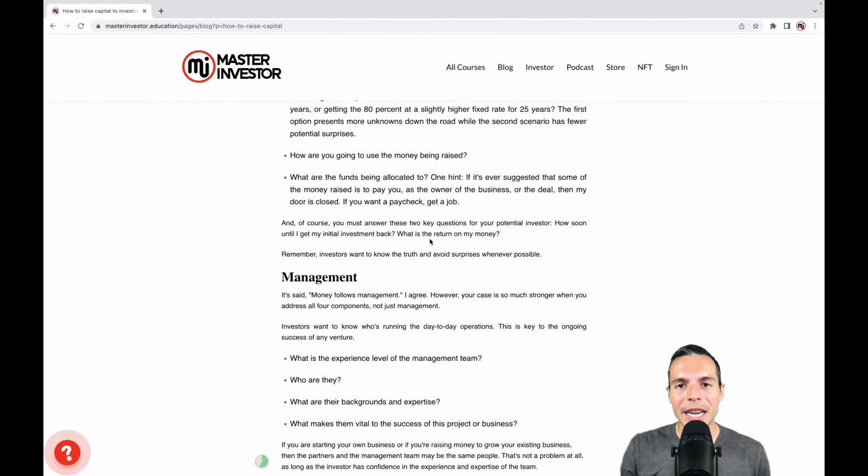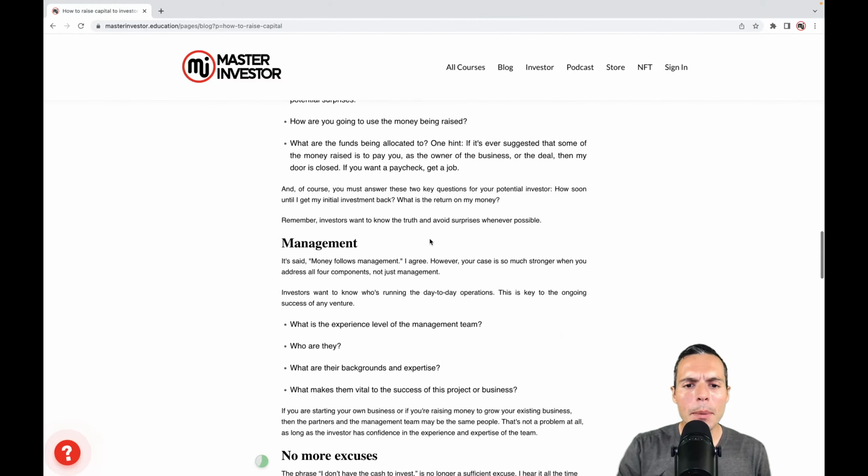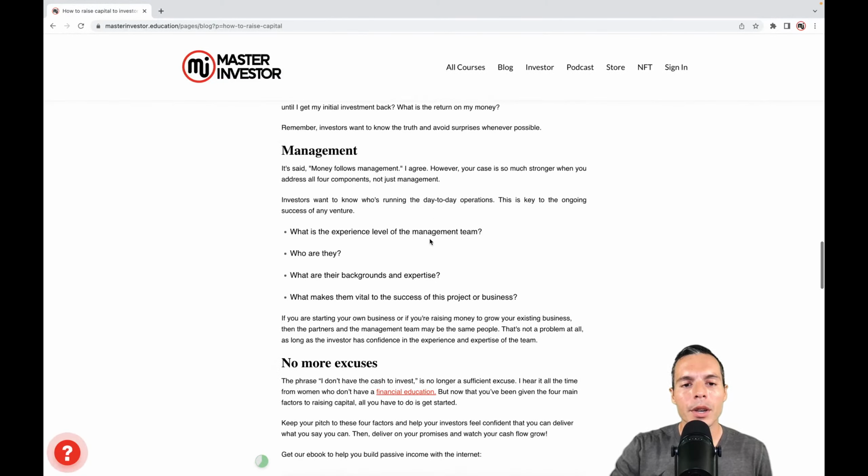The whole purpose of raising capital is to build passive income, to have an asset that produces passive income and is solving a problem in the marketplace successfully, with systems doing the selling and telling for you and the investors, for the long term. You want to have longevity, right, in your projects. Remember, investors want to know the truth and avoid surprises whenever possible.